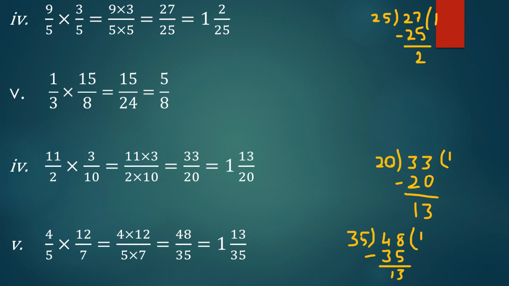And this can be reduced further: 5 threes are 15 and 5 eights are 40, so it is 24.